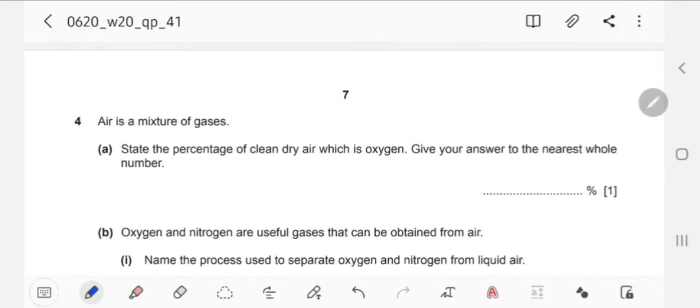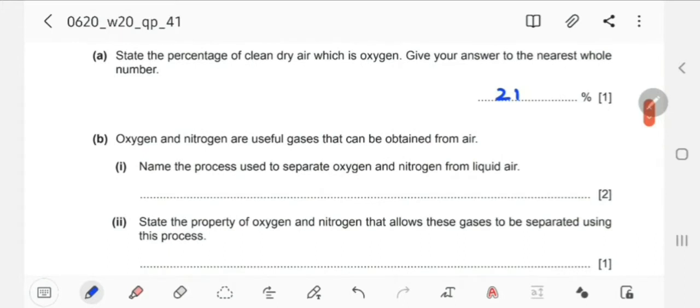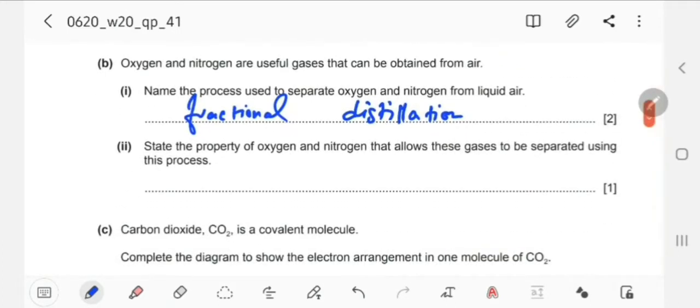Okay, question number 4, part A. State the percentage of clean dry air which is oxygen. So oxygen is 21% in the clean dry air. Name the process used to separate oxygen and nitrogen from liquid air. Well, it's fractional distillation. You would be wondering that it consists of 2 marks. So 1 mark would be for fractional, and the second mark would be for distillation.